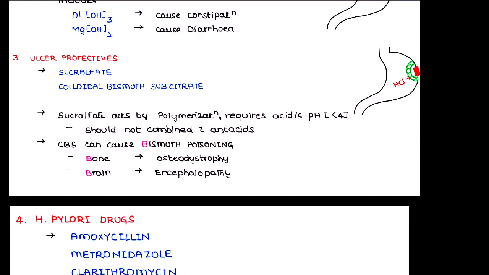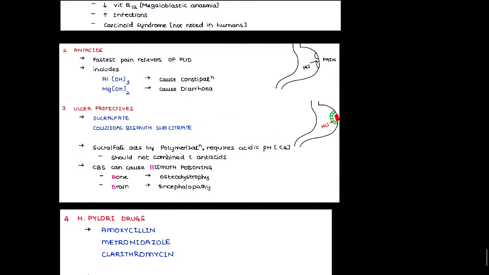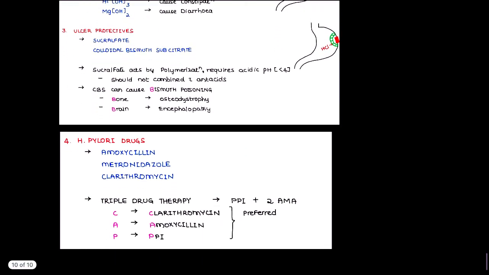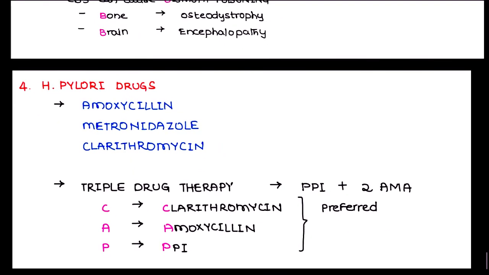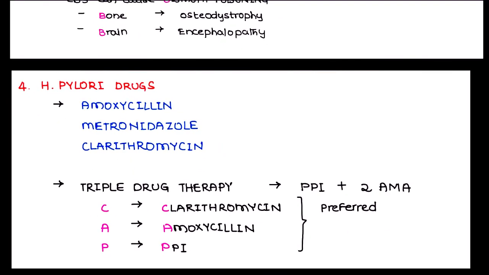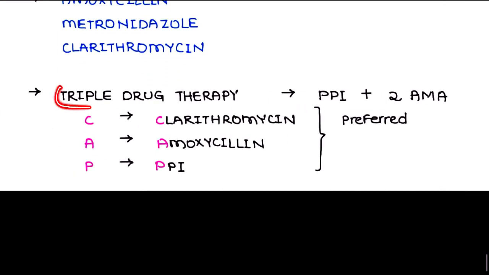Moving further, the final drugs that we need to know are the drugs that cause eradication of H. pylori from our GIT, and these are amoxicillin, metronidazole, and clarithromycin. These are antimicrobial drugs. Now in order to treat the peptic ulcer condition because of H. pylori, or recurrent peptic ulcer condition, we have one therapy, that is triple drug therapy.